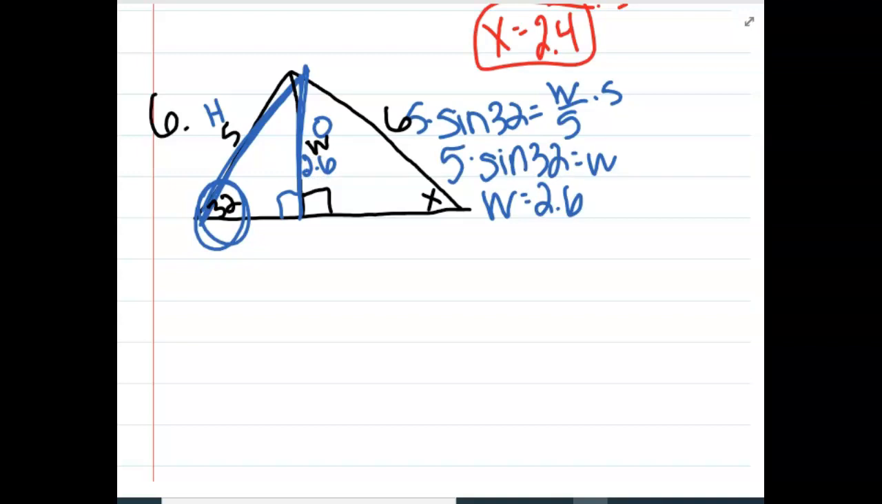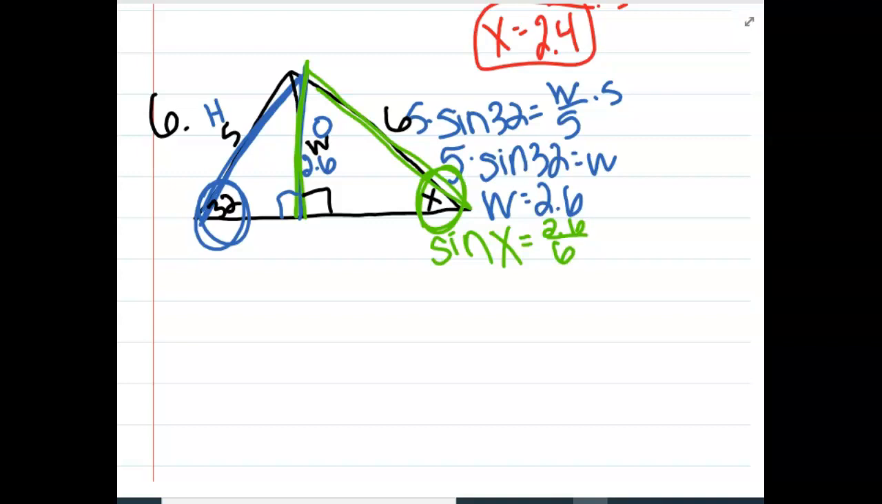So here, whenever I move to solve for x, what sides do I have in relation to x? Opposite and hypotenuse again. So we're going to do sine again. Now this time, I don't know the angle. So we're going to take sine of x equals opposite, which we just found is 2.6, over hypotenuse, which is 6.